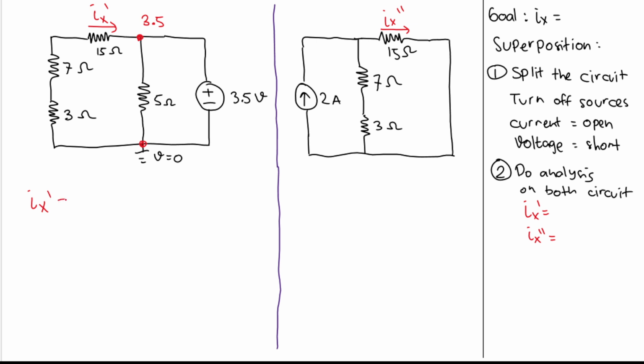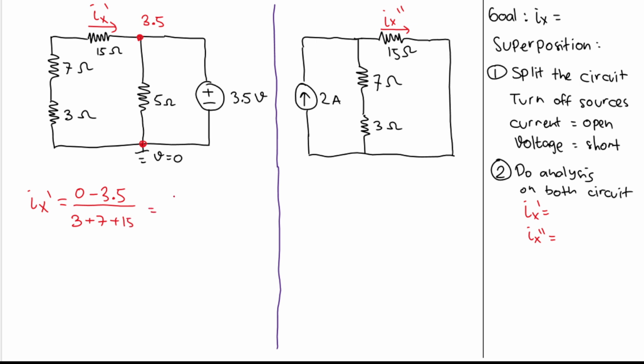Ix prime here is equal to, because the current is flowing from the ground to the 3.5 volt node, we will have 0, where the current came from, 0. And then the current goes to here, 3.5, so I will have minus 3.5. And then it is divided by the resistance between them. The resistance between them is 3, 7, and 15 in series. So I will have 3 plus 7 plus 15.